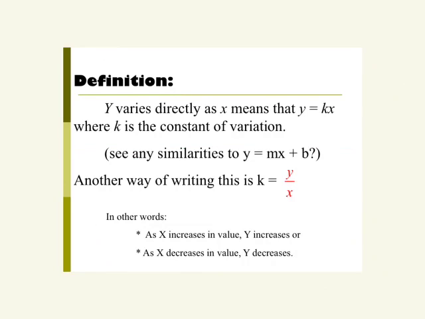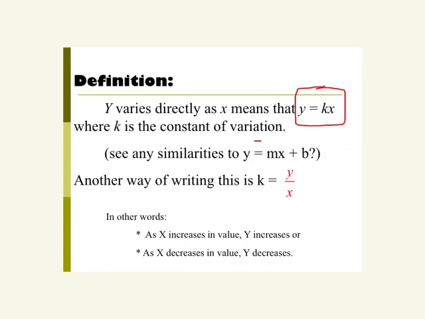First, the definition. If y varies directly as x, that means that the equation is y is equal to k times x, where k is the constant of variation. K would be the rate of change.